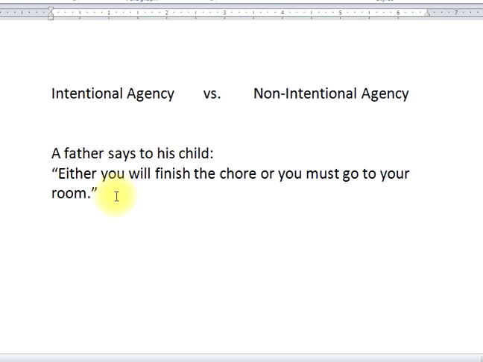But you know what might be the case is that maybe you finish the chore and then you still have to go to your room, or you finish the chore. Well, you know what could be the case is that you don't finish the chore, and then the father has mercy on you or whatever, or forgets, and you don't go to your room. So whenever you're dealing with an intentional agency, you got to be careful about what the person actually says and what actually is going to take place. Because one thing about humans is that they break their promises.